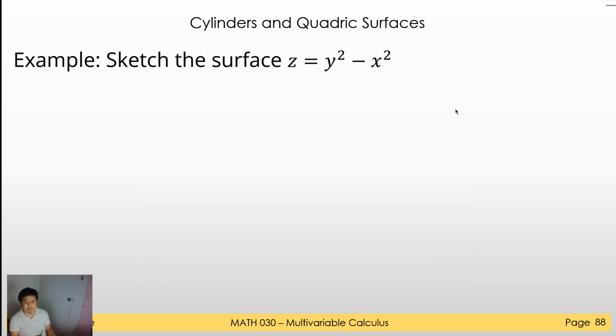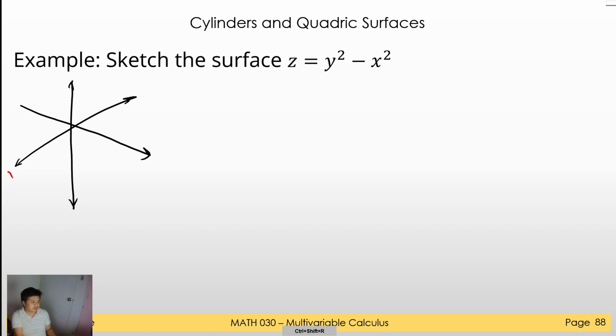Okay, for the last one, we have this surface, z is equal to y squared minus x squared. So this is a little bit challenging to imagine. But we can just imagine, let's say this is the sketch, no? So we have x, y, and z axis. Okay. So one technique that we can do is we can start with z.